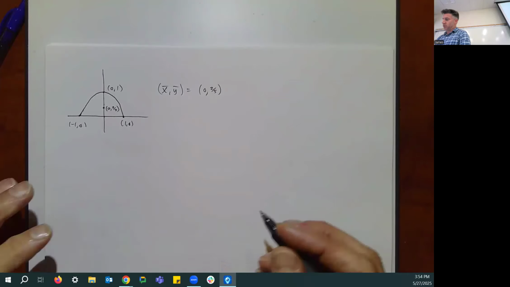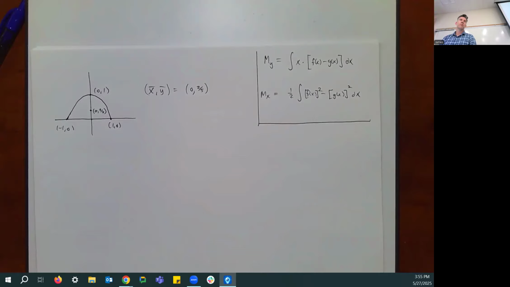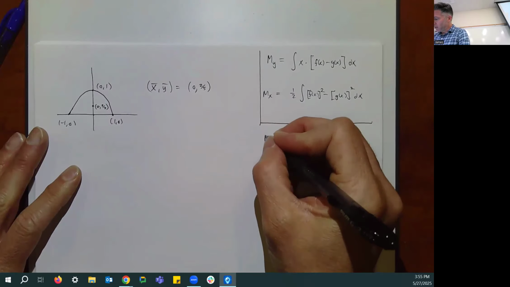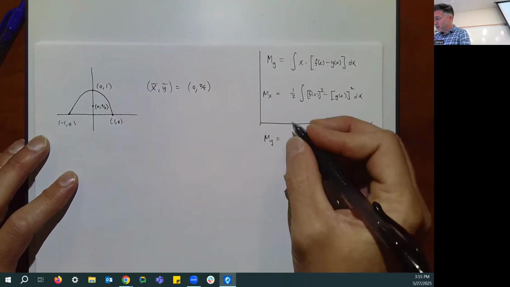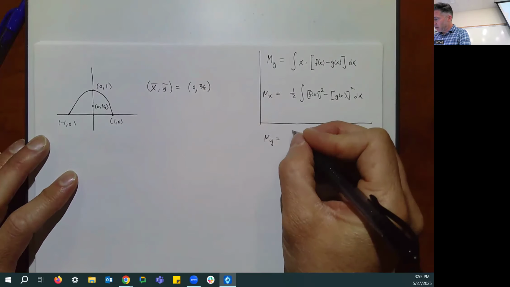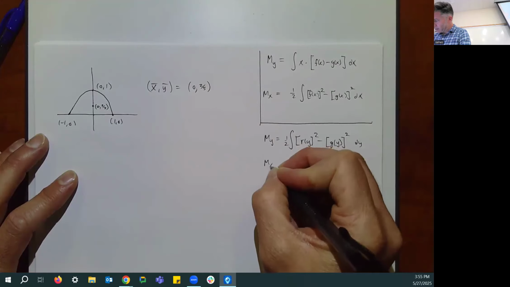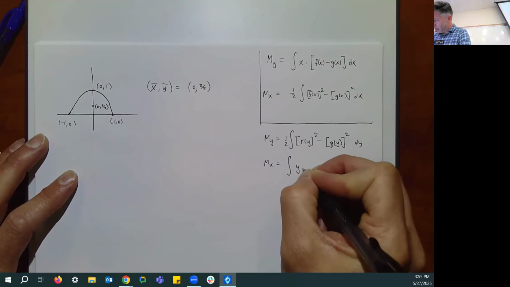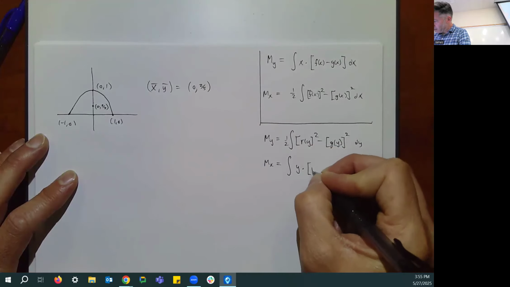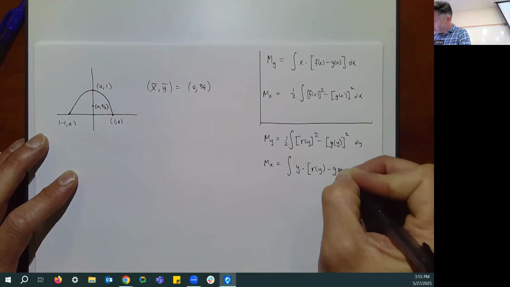Again, that is specifically if you are doing things in terms of x. If you're doing it in terms of y, they interchange. So if you wanted the moment around the y-axis in terms of y, it'd be the integral of 1/2 times your r of y squared minus your q of y squared. And your moment around the x-axis would be the integral of y times whatever your further function was, r of y minus q of y.